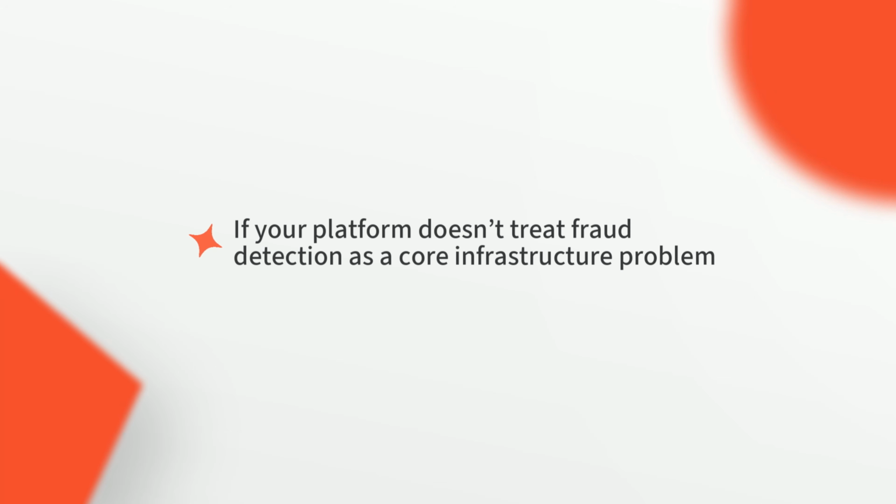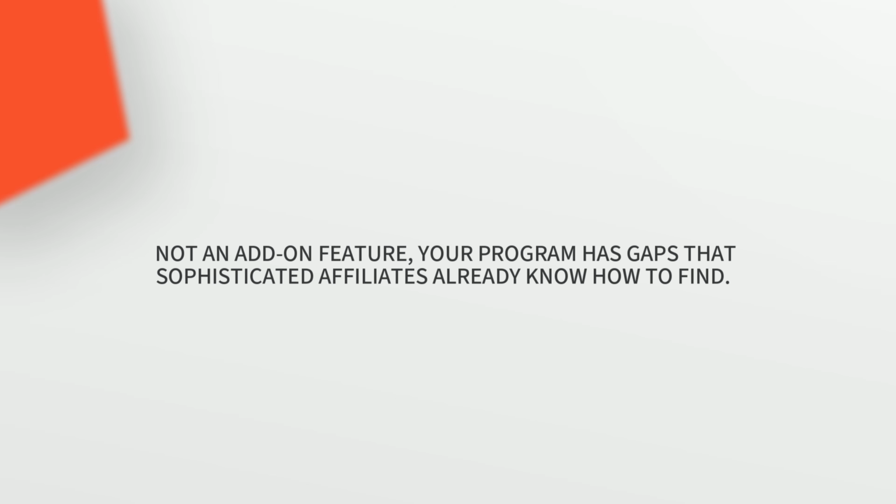The bottom line is this: if your platform doesn't treat fraud detection as a core infrastructure problem, not an add-on feature, your program has gaps that sophisticated affiliates already know how to find. So what do you actually do about it?